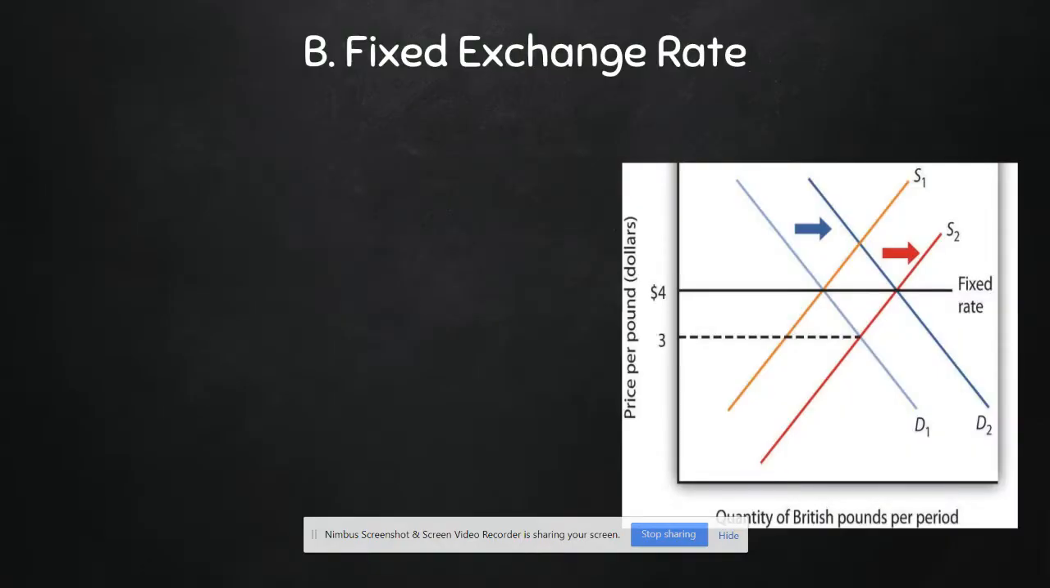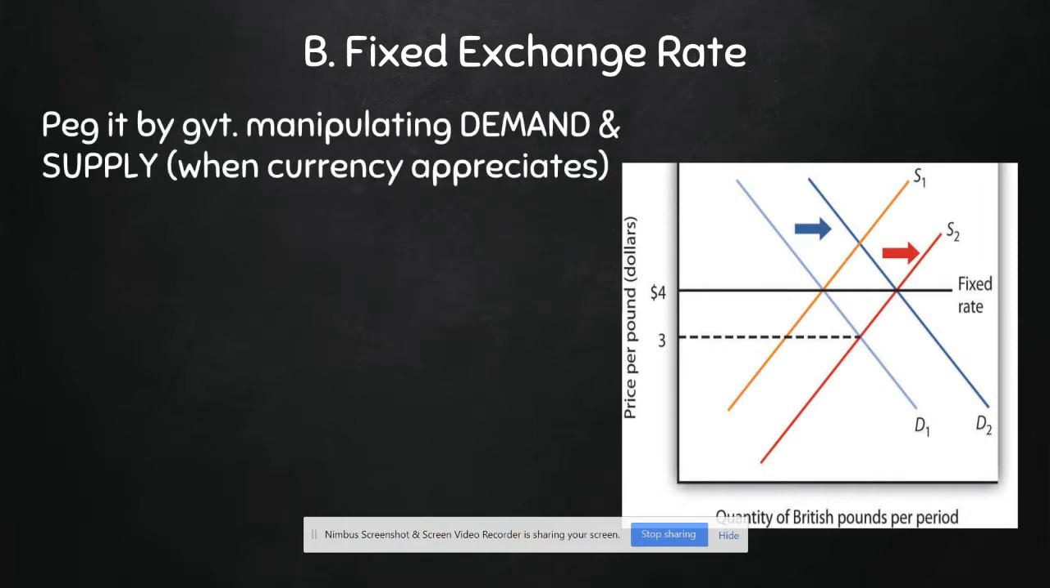Now, the extreme version of this is called a fixed exchange rate. The idea of a fixed exchange rate is that we peg an exchange rate. We say, this is exactly where we want to be. So right here, we have our nation, price per pound in dollars, right? And so we say that, hey, we want a fixed rate at $4 per pound. That is the fixed rate we want.